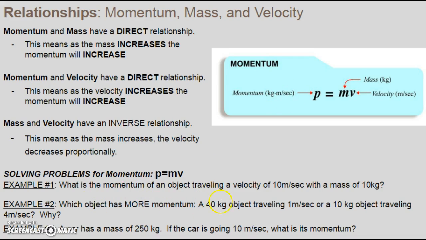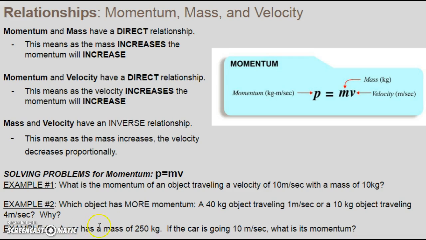So which object has more momentum? A 40 kilogram object traveling at 1 meter per second, or a 10 kilogram object traveling at 4 meters per second, and why? Well, you'll find that 40 times 1 is 40 kilogram meters per second, and 10 kilograms times 4 meters per second is 40 kilogram meters per second. They have the same momentum. They both have a total momentum of 40 kilogram meters per second. It doesn't matter just because it's more massive. It's more massive and traveling proportionally slower, so it's going to have the same momentum.